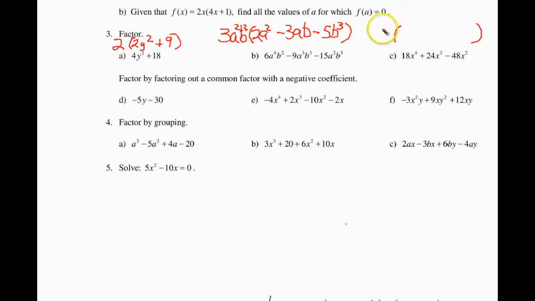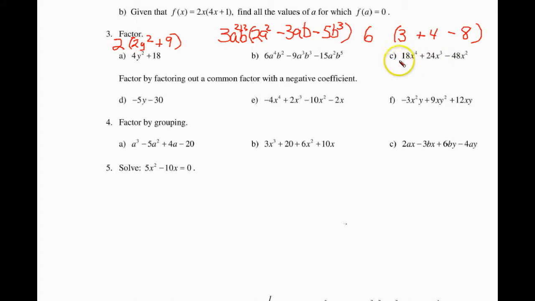Let's see what we get here. I'm going to try it. I'm going to take a 6 out of each one. We'll just do the numbers. So 6 times what is 18? 3. 6 times what is 24? 4. 6 times what is 48? 8. And that's a negative. 6 times 8, 48. And my signs are good.